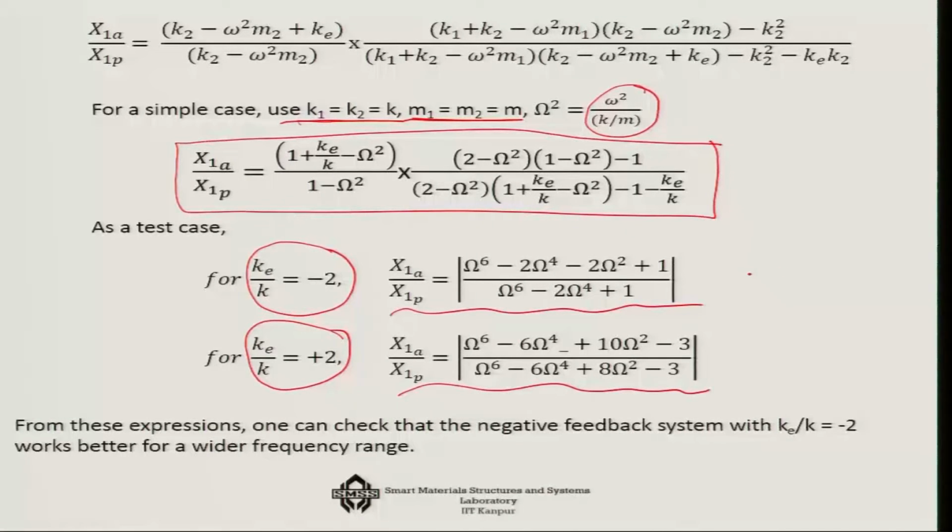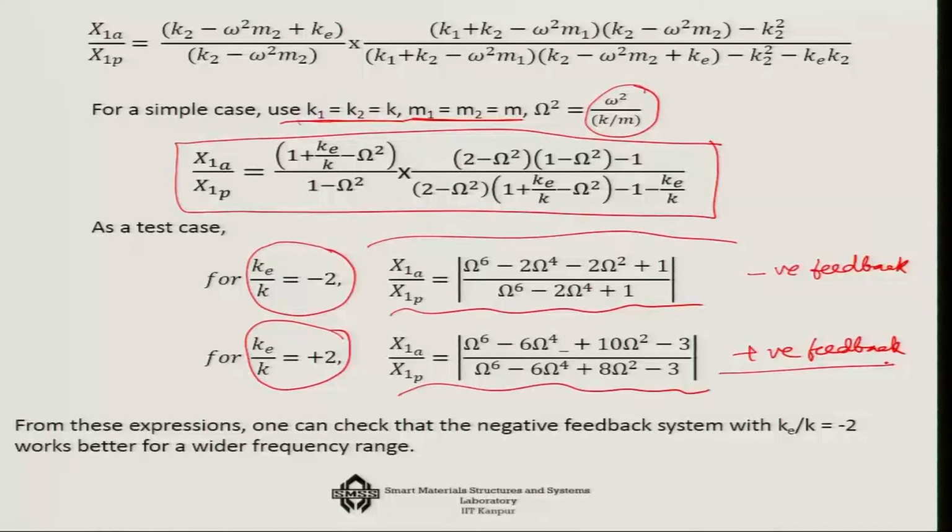So, this minus 2 says that I have a negative feedback system, and this one is a positive feedback system. What you will see is that if you now plot this transfer function with respect to omega, this will give you a much better solution in comparison to the positive feedback. So, you can verify yourself that active vibration control with negative feedback of the displacement of the system would work much better in terms of vibration control.